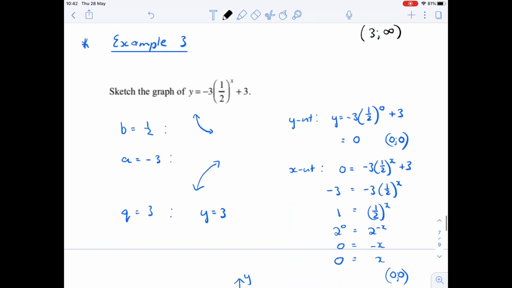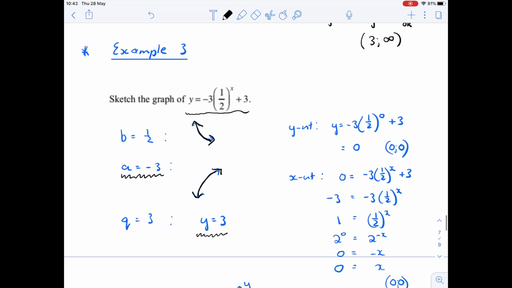Last one. I've done 3 because I want to make sure that you're confident with this. Okay, so we've got our standard equation. So my b is a half, so the curve goes down like that. The a here is -3, so that's the first time that we have a flip. So this is my original curve, but because the a is negative, it now flips around the x-axis and goes down to the bottom. My q makes my asymptote y equals 3. In this case, p is 0, so there's no shift to the right or the left.